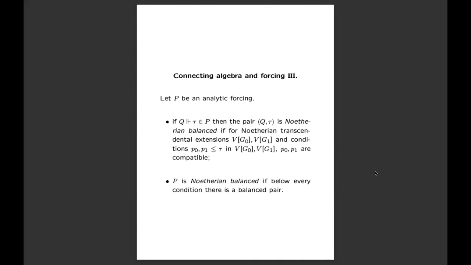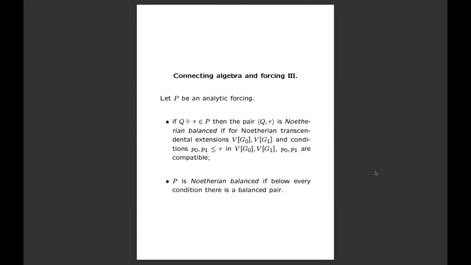In fact, this thing is exactly an example of a noetherian balanced condition. Whenever you take two mutually noetherian extensions, and you extend this to an algebraically independent set here and an algebraically independent set there, then the union of the two will again be algebraically independent. Then you say that the partial order P is noetherian balanced if below every condition there is a balanced pair. For example, the poset of algebraically independent countable subsets of the reals is noetherian balanced, because any one of them can be extended to a transcendence basis.